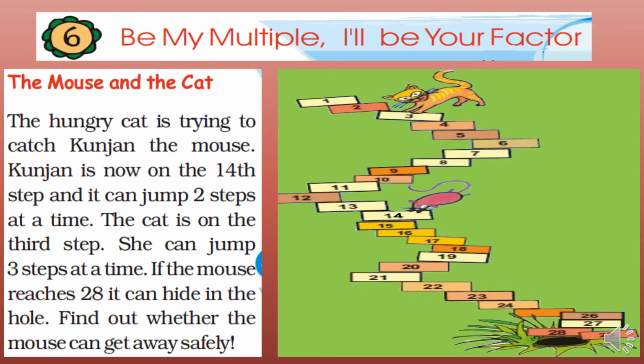Kunjan is now on the 14th step and it can jump 2 steps at a time. The cat is on the 3rd step. She can jump 3 steps at a time. If the mouse reaches 28, it can hide in the hole. Find out whether the mouse can get away safely.